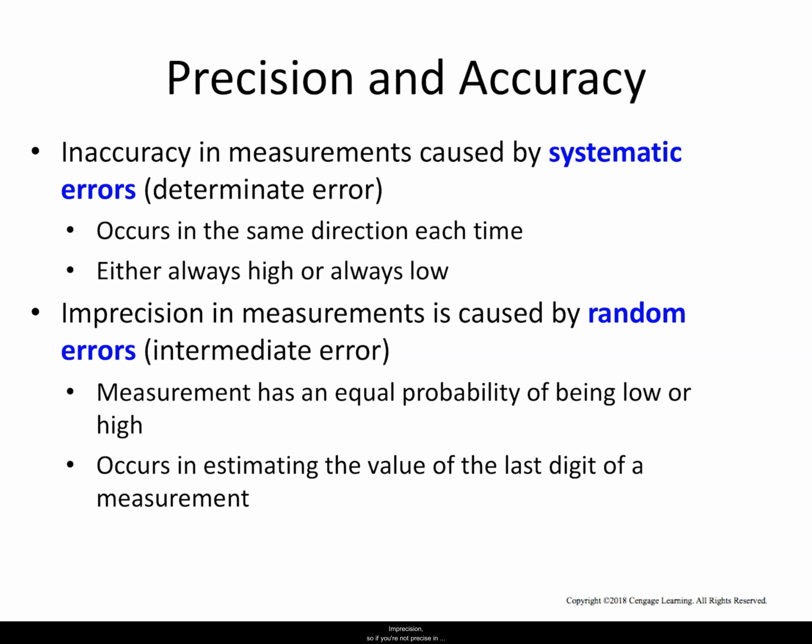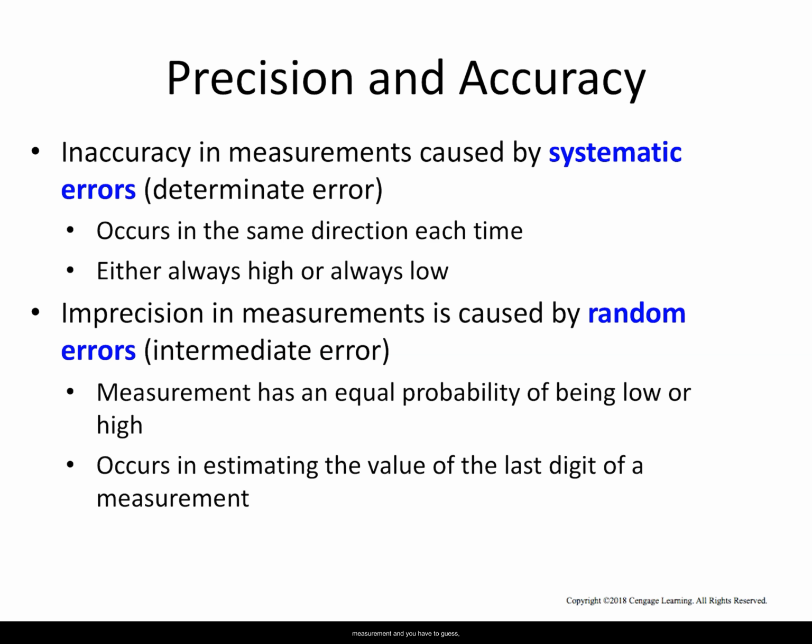Imprecision, so if you're not precise in measurements, is caused by random error, indeterminate error. Measurements have an equal probability of being low or high. It occurs in estimating the value of the last digit of a measurement.